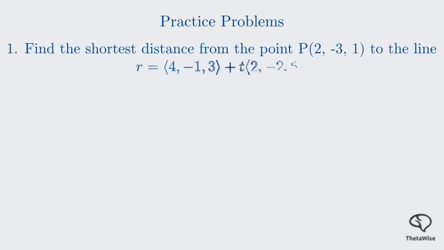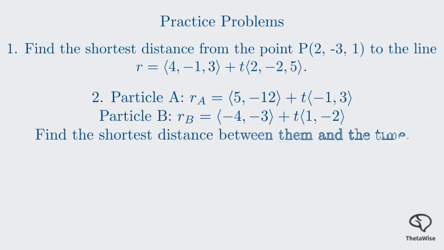Question 1. Find the shortest distance from the point P to the line r equals (4, 1, 3) plus t(2, 2, 5). Pause the video and try to solve this on your own. Question 2. Two particles, A and B, move according to these position vectors. Find the shortest distance between them and the time at which this occurs. Again, pause the video here.